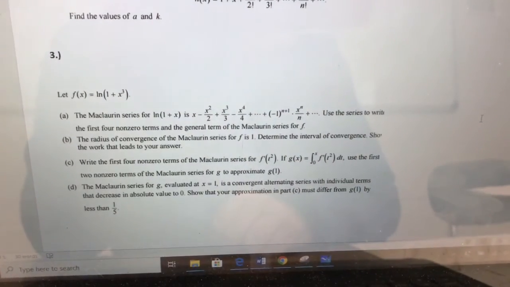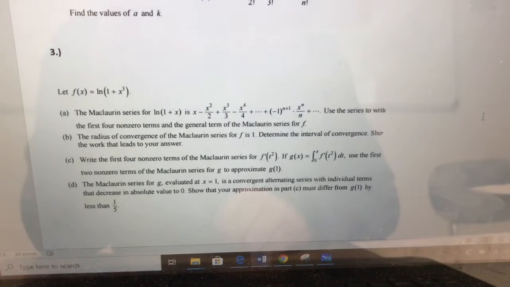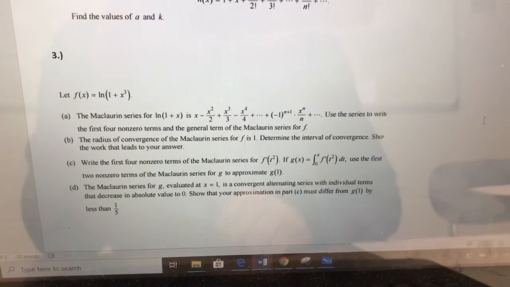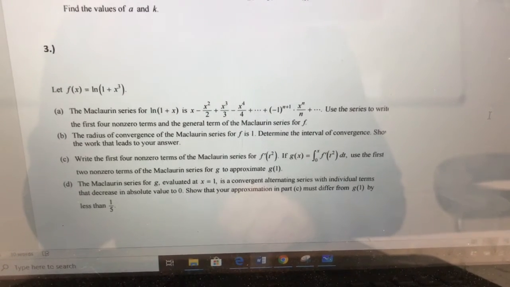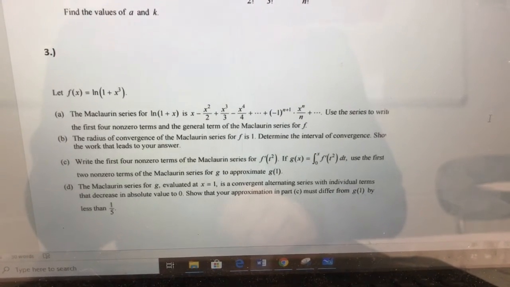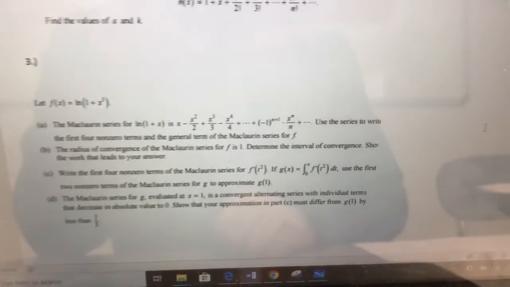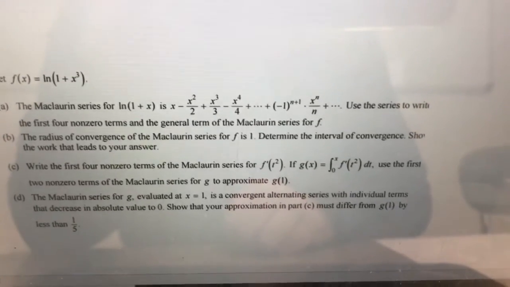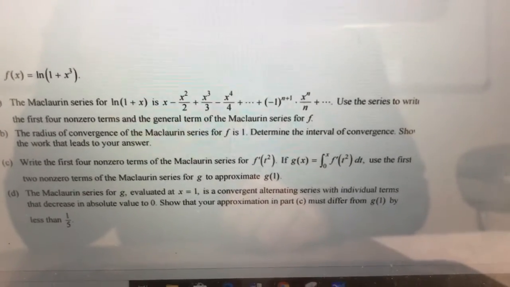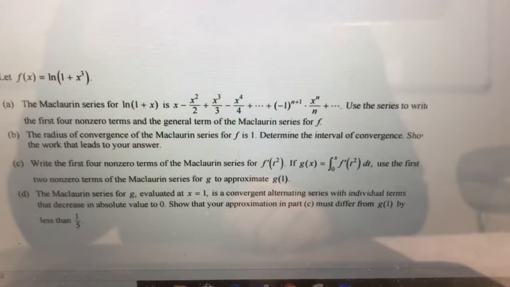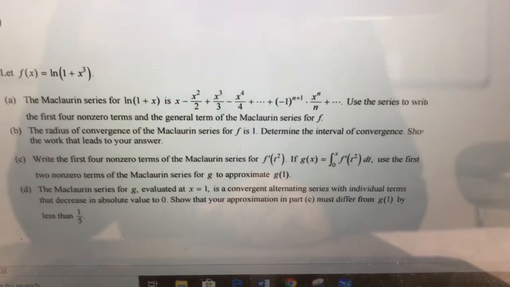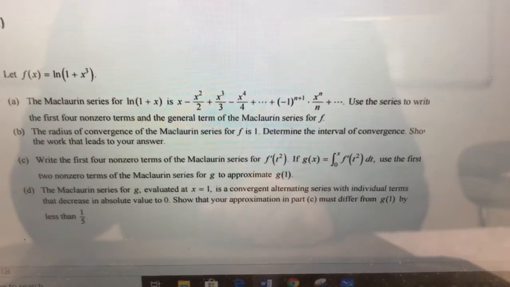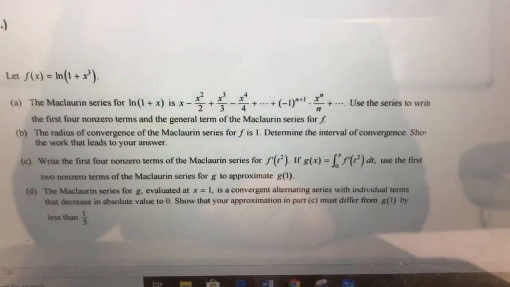Let's briefly talk about part D here. So we estimated that value of g of 1, and of course, we only used two terms. We didn't go out infinitely far. And the question is, how far off is that error? And this is an alternating series. So remember, alternating series error is never going to be any greater than the first omitted term, technically the absolute value of the first omitted term.